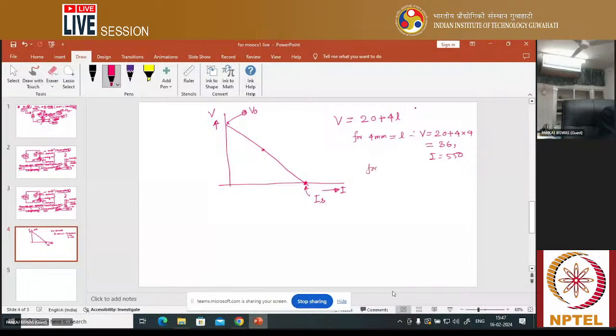Now for L equal to 6 millimeter, V is equal to 20 plus 4 into 6, that means 44. At a voltage of 44, you get current I equal to 450. These two points are given. So for 36 voltage, you get current as 550.